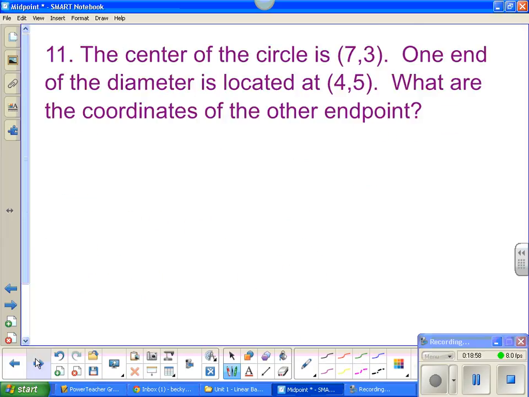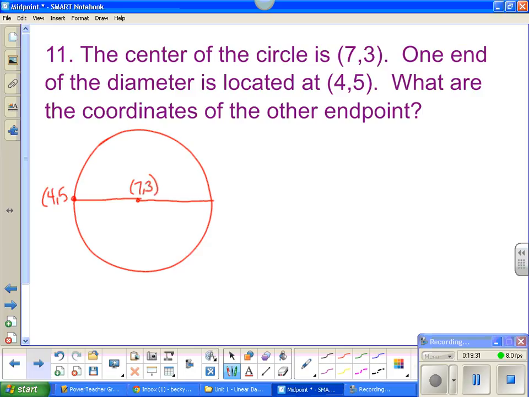And number 11, the center of a circle is at 7, 3. One end of the diameter is located at 4, 5. What are the coordinates of the other end point? So I have a circle. Circle has a center. Diameter, is that the diameter? No, that's the radius. The diameter goes all the way through it. Now it says the center of the circle is at 7, 3. One end of the diameter, and it could be either end, is located at 4, 5. And it wants me to find the other one.